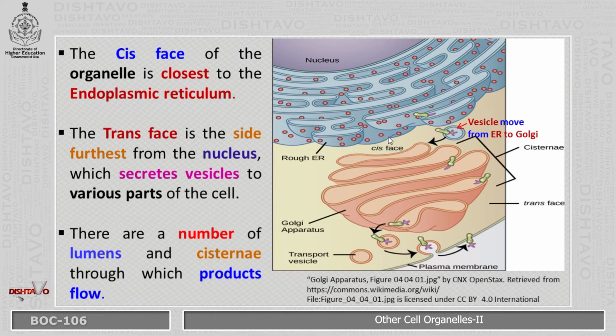Yes, and the trans phase is the side furthest from the nucleus, which secretes vesicles to various parts of the cell. Now here the structure shows the trans phase has secreted the vesicles. It's called a transport vesicle to the other parts of the cell. There are a number of lumens and cisternae through which product flows.